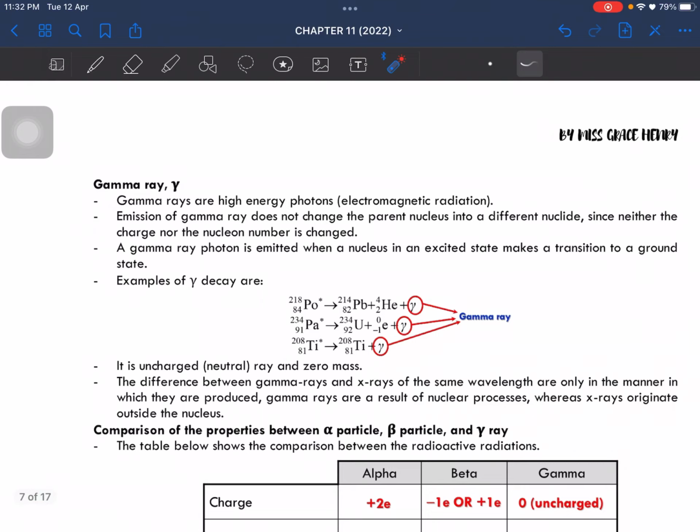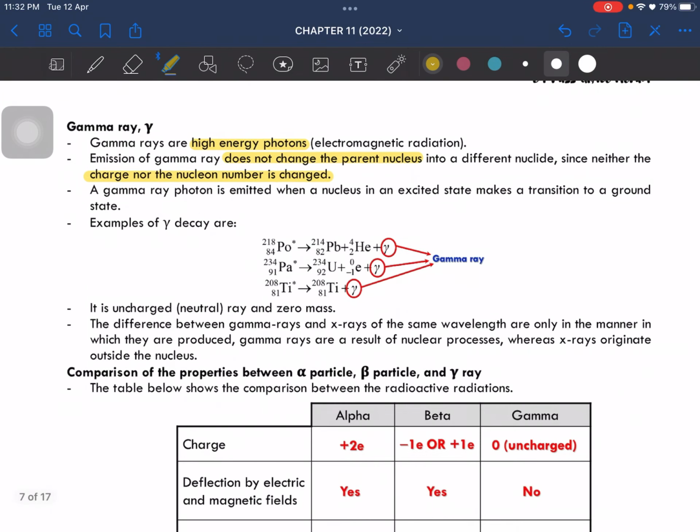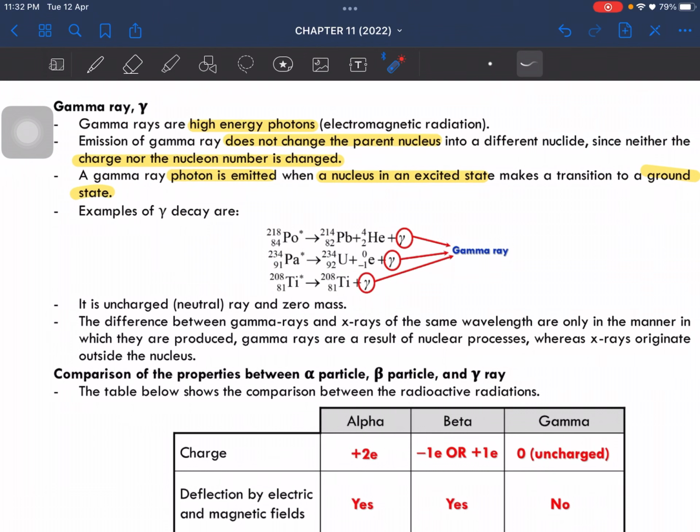Next, gamma ray. Gamma rays are high energy photons, for example electromagnetic radiation. The emission of a gamma ray does not change the parent nucleus into a different nuclide, since neither the charge nor the nucleon number is changed. So there are no changes for gamma ray. A photon is emitted when a nucleus is in an excited state and makes a transition to a ground state. So from the excited state, they go to the ground state. These are examples of gamma decay.